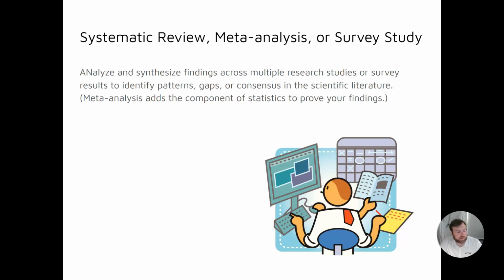This option is kind of a catch-all of a couple of different things that you can do with data that already exists or is easy to get. What we do in this one is we analyze and synthesize findings across multiple research studies, as in things that have already been published. And we kind of act like investigative journalism and bring it together. That's what a systematic review is. It is reviewing a bunch of things that have already been produced.